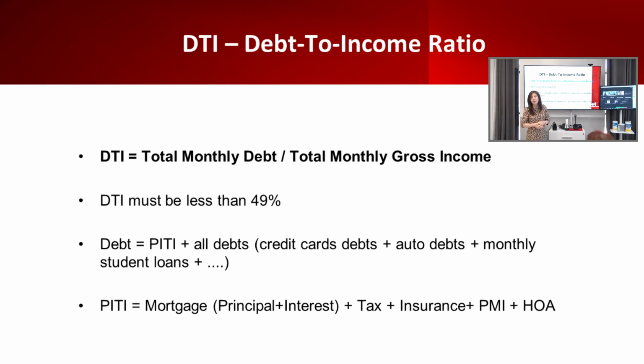And look at the debt definition. Debt equals PITI plus credit card debts, auto debts, student loans, anything that shows up on your credit report. That's why the credit report is really important. Lenders will look into it to find out how many liabilities or debts you have, because that affects your debt to income ratio. The debt to income ratio equals monthly debt over the gross monthly income. If you have a lot of debts, then you're in trouble, right?